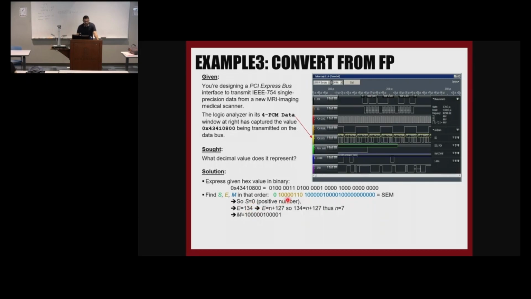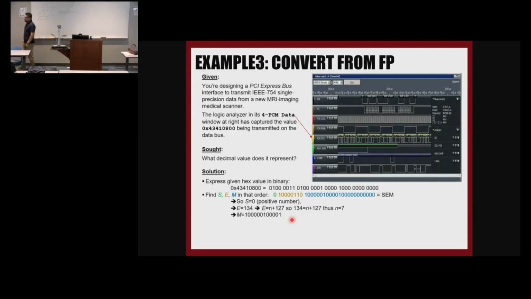Exponent is 134, but we already know that there's a bias involved. Okay, now we have to get the n through e minus 127. We should take the bias out of this number. If we do e minus 127, we get 7, or in other words, the exponent e is equal to n plus 127. This is 134. Subtract this, and we get n equals 7. And then we have the mantissa, which is this number here.